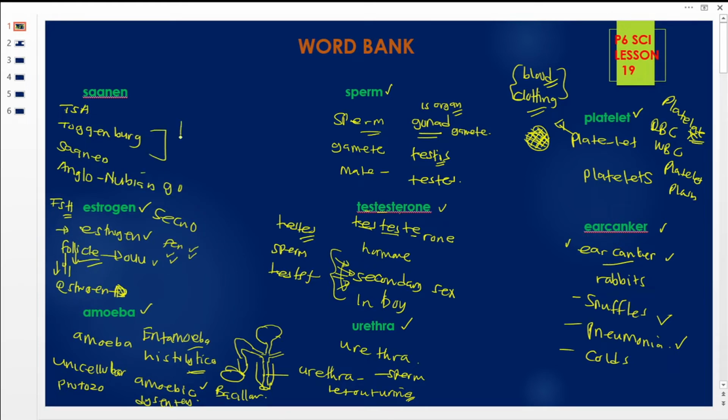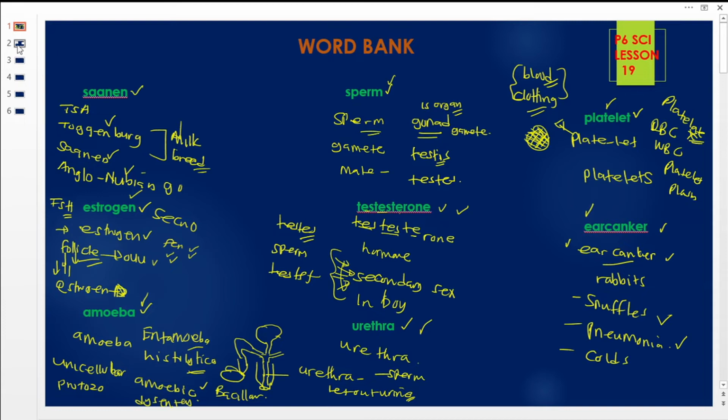So these are what we call the milk breeds of goats. So the milk breeds of goats, the best milk producers, we have the Toggenburg, the Sanen, and the Anglo-Nubian goats. So our word number one was Sanen. We have sperm. There is platelet, estrogen. There is amoeba. We have testosterone, urethra, and ear canker.